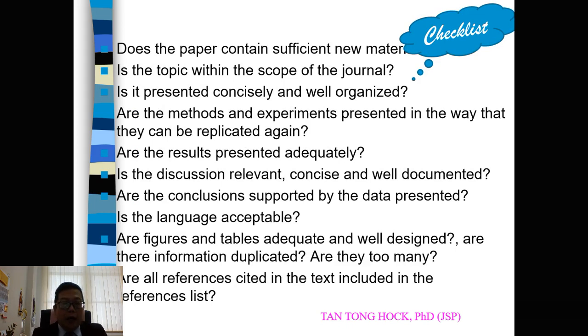After you have written your article, you might use this checklist. Does the paper contain sufficient new material? Is the topic within the scope of the journal? Is it presented concisely and well organized? Are the methods and experiments presented in a way that they can be replicated? Are the results presented adequately? Is the discussion relevant, concise and well documented? Are the conclusions supported by the data presented? Is the language acceptable? Are figures and tables adequate and well designed? Is information duplicated? Are there too many? Are all references cited in the text included in the reference list?